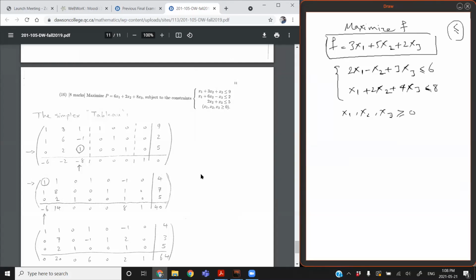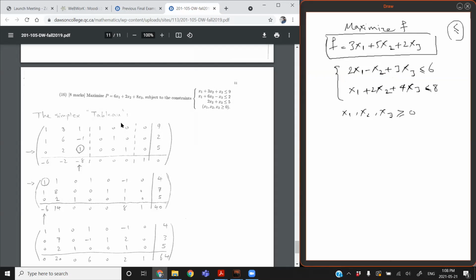Good. So now let's see what we do as the first step. The first step that we need to take is to create something called the Simplex Tableau. And this is the way you do that. You want to change these inequalities into equations. And the way you do that is by adding something called the slack variable.